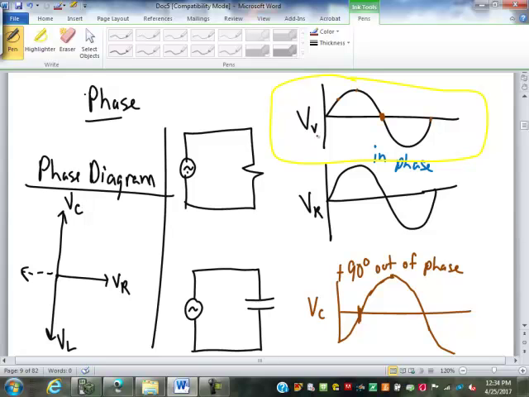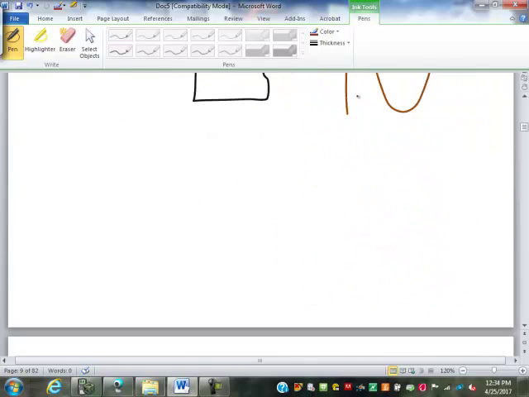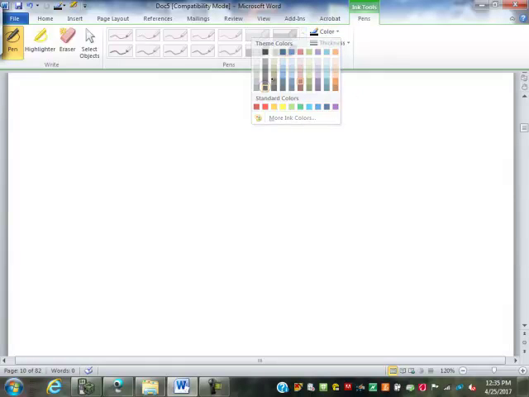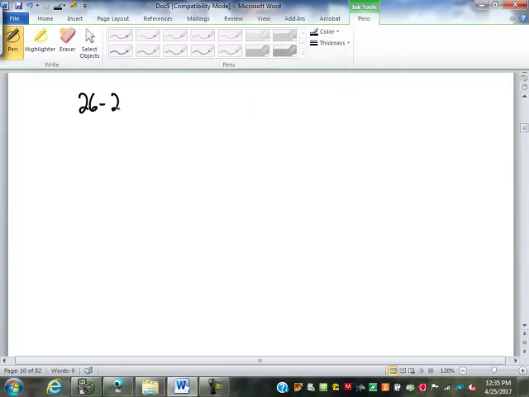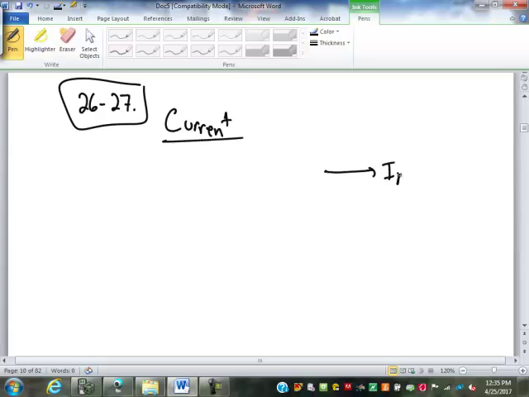So let's say you have a question like 2627. Now this is not question 2627. I'll just warn you of that. This is similar to 2627. Let's say the current, so the current has the same phases. Current through the resistor, current through the capacitor, current through the inductor. Now, it's not necessarily current through the capacitor, it's current through the resistor that's next to the capacitor, and current through the resistor that's next to the inductor.